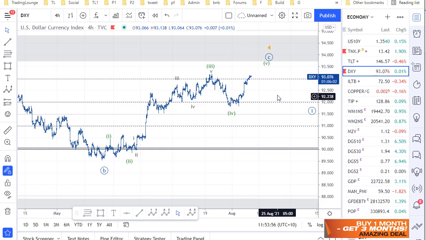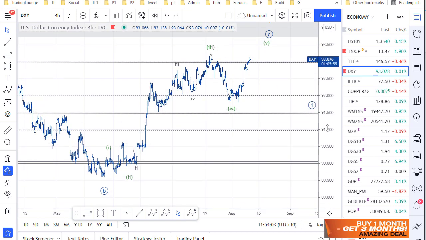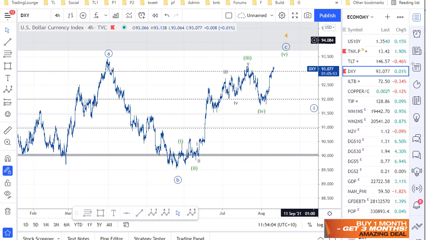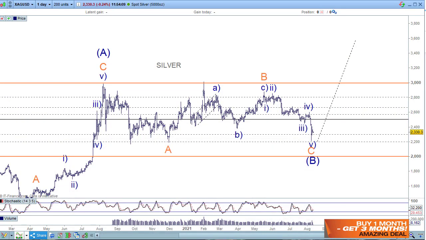And of course, we've got the tapering situation in the US as well. They're having a chat about that today, tomorrow, tonight, whatever that is. So bear that in mind as well. And that's why the indices, the DAX and the S&P and the NASDAQ are stalling where they are in that 15-point range. And silver here, I'll just start with silver.